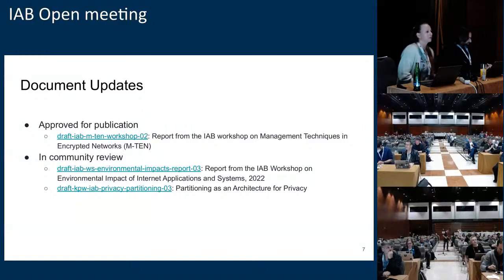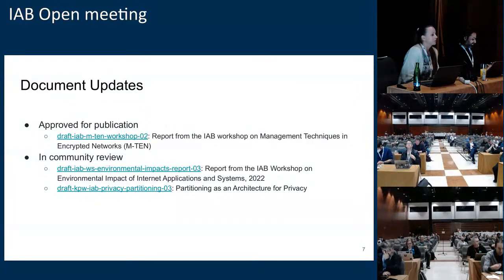Okay, quick update on what we did since the last meeting. We are about to publish the workshop report for the M10 workshop. That is approved already, and we're just waiting for the RFC editor to publish it. Then we have 2 documents in community review, which might be even more interesting for you because you can still give feedback. One of them is the environmental impact workshop report, and the other one is privacy partitioning. I don't know if you remember the second document that was presented a couple of meetings back, and we are now thinking this is ready for publication, so last chance to give input to us.